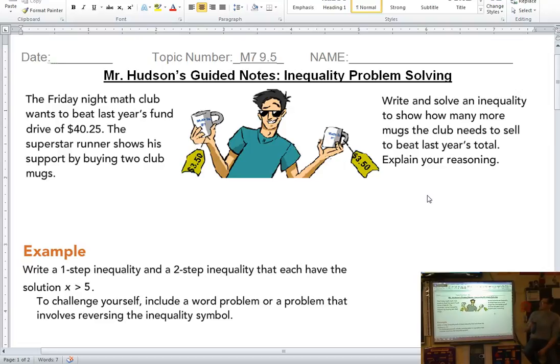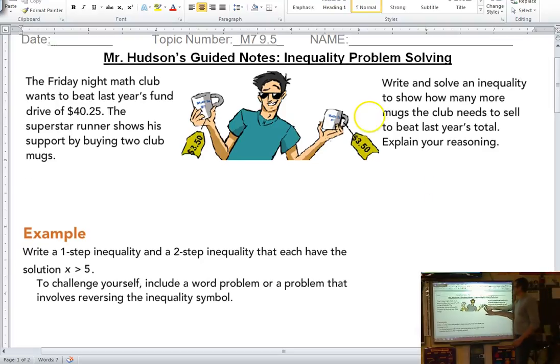Write and solve an inequality to show how many more mugs the club needs to sell to beat last year's total. So this is the sort of stuff that you're going to see on your homework last night. Set up a situation to represent the sales that are happening this year beating last year. So try this on your own. You can talk with a neighbor close by you if you want to compare results, but try to write out an inequality. You don't have to solve it right yet, but just write out where we would start.